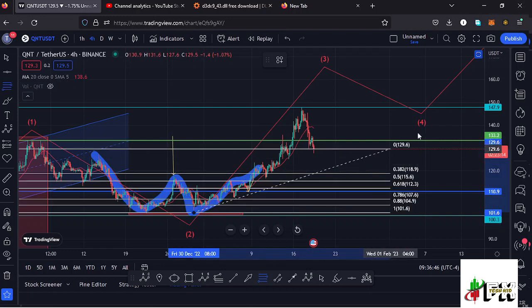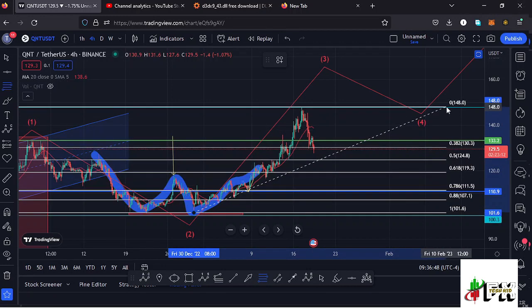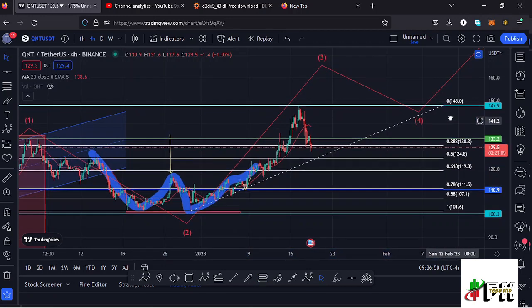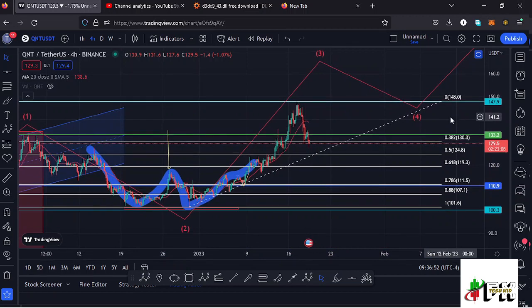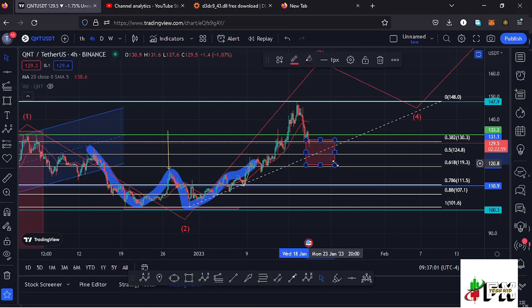of the second wave to the high that we made at around the $148 mark, and that gives me a minimum target area between the Fib level 0.382 and the Fib level 0.618, and I can mark that target area here on the charts like that, which lies between the $130.3 mark and the $119.9 mark.